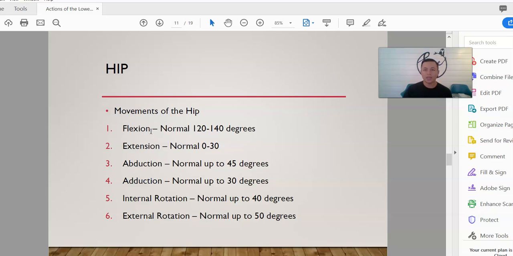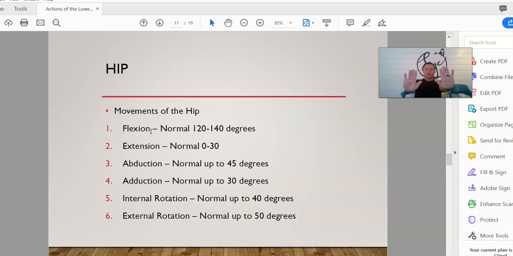The movements of the hip. The hip is the largest joint in your lower extremities. You have flexion, imagine moving your entire leg up. You have extension, moving your leg back behind you. You have abduction, moving your leg out to the side. Adduction, moving your leg inside towards the midline of the body, even past. And you have external and internal rotation.